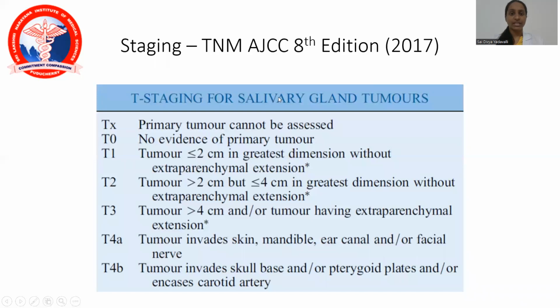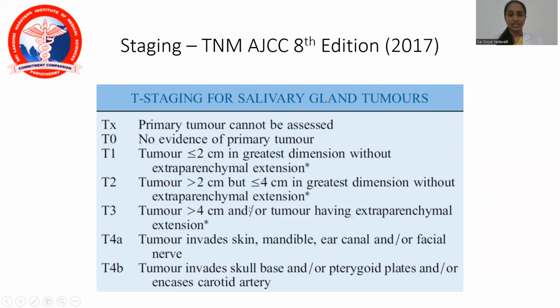So the salivary gland tumors, just like all other malignancies in the body, are staged according to the TNM classification by the AJCC. This here is the 8th edition, which is the latest edition of the AJCC classification of tumors. According to this, the tumor is classified based on the tumor size, lymph node status, and metastatic status. The T classification is as follows. T1 is tumors less than 2 centimeters in greatest dimension without extraparenchymal extension. T2 are tumors which are more than 2 centimeters but less than or equal to 4 centimeters without extraparenchymal extension.